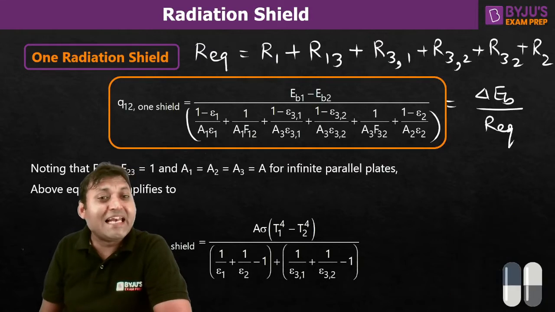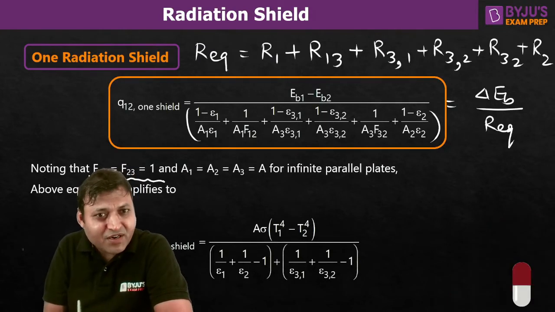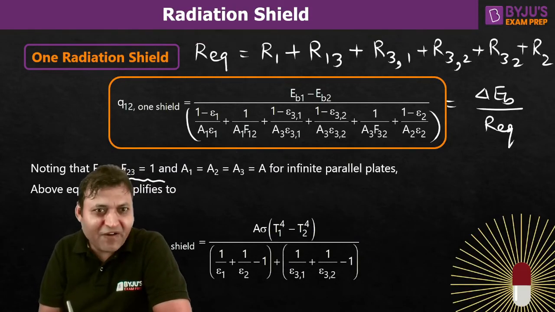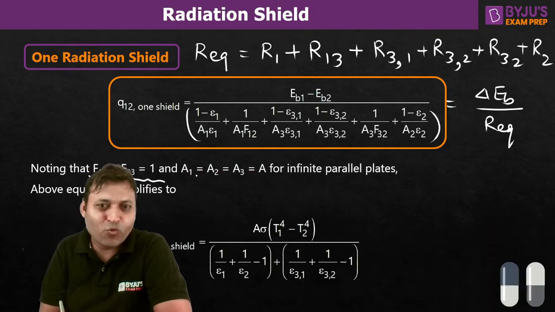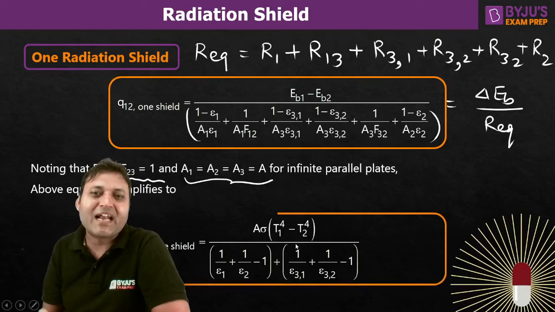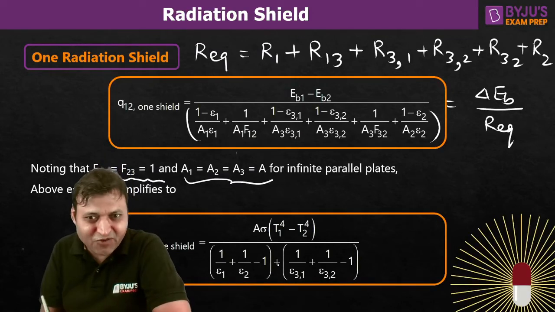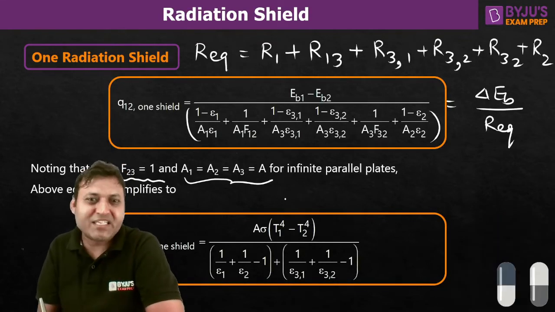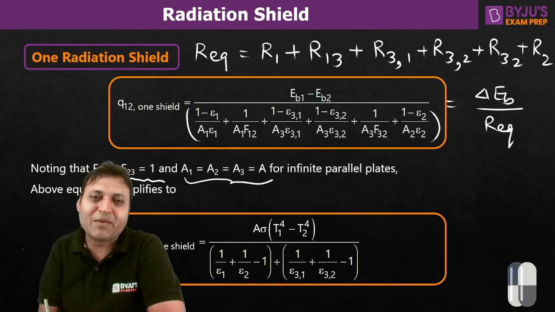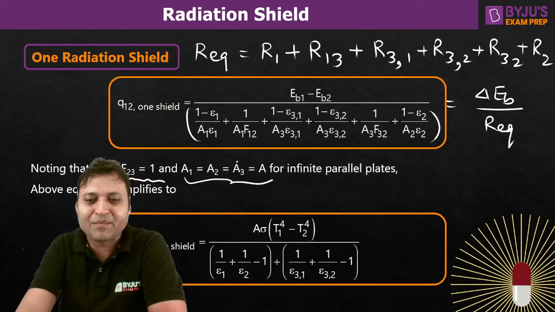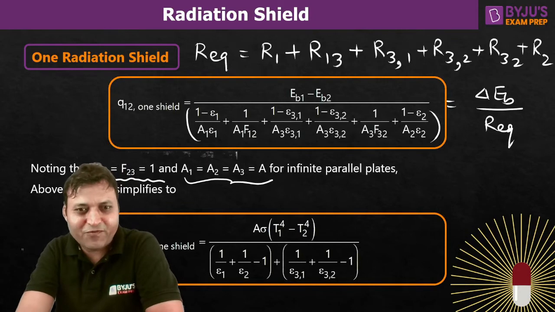Now, because they are very large parallel plates, the self-shape factor will be 0 for the plates, and from the enclosure theorem, the shape factor between each and every surface will be 1, and A1, A2, A3 will be the same for infinitely long parallel plates. So our expression will be reduced. This is the modified expression, where A1, A2, A3 can be replaced by A, and the shape factors between 1, 3 and 2, 3 are replaced by 1. That is F1 to 2.